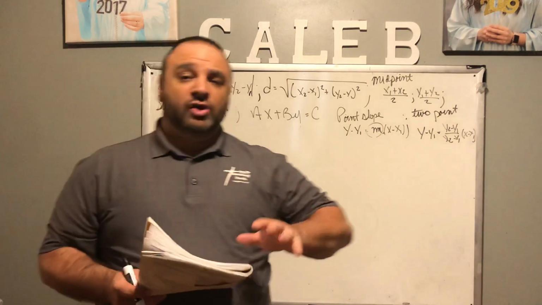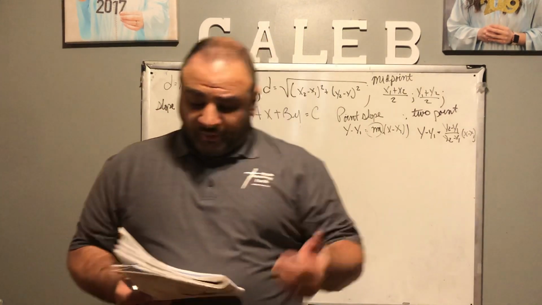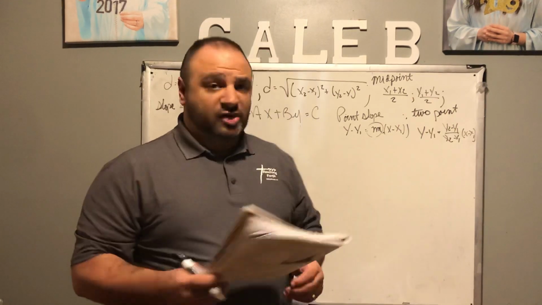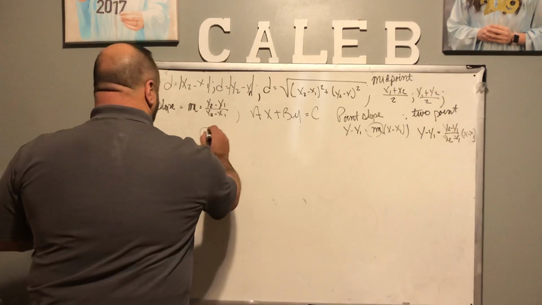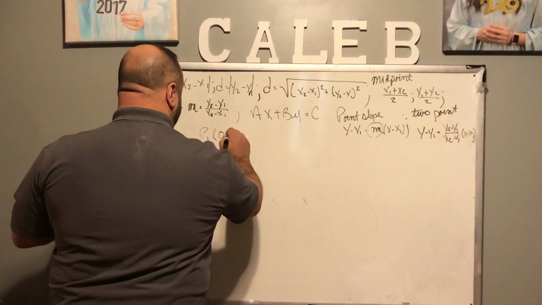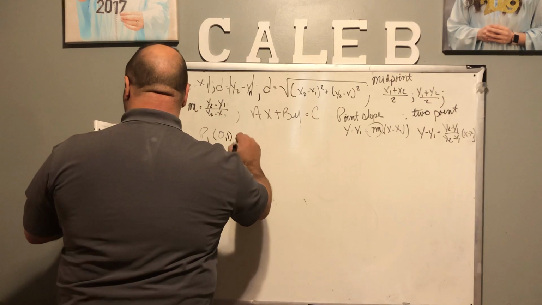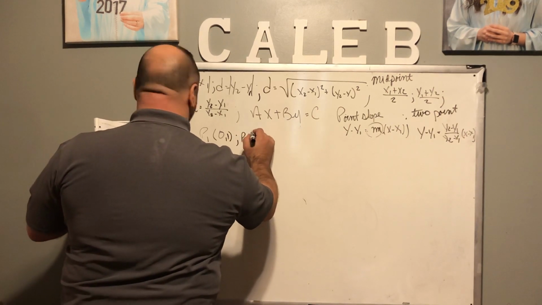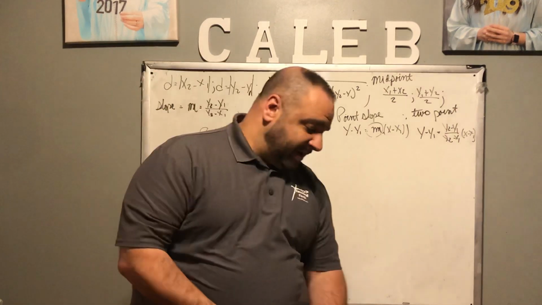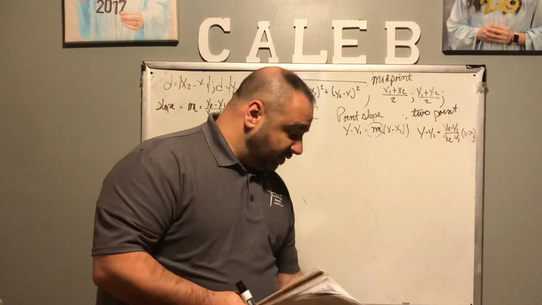We're going to do the odds, so we'll do 1, 3, and 5 together. Let's look at the first one. We have point 1, which is (0, 1), and we have point 2, which is (2, 5). From that information, we'll be able to solve. So let's look at this together.